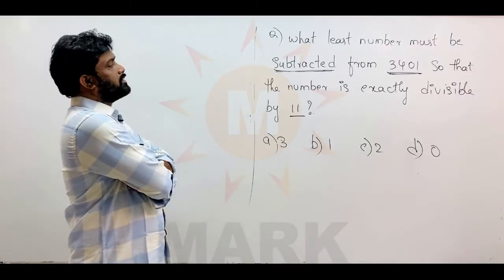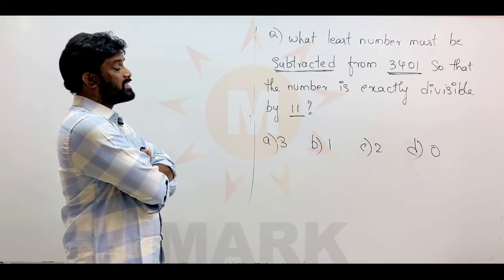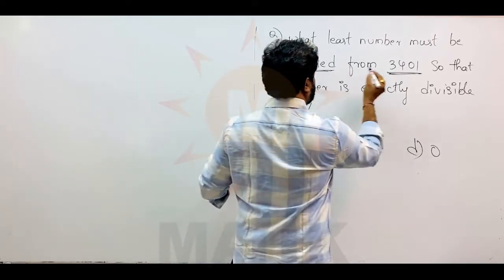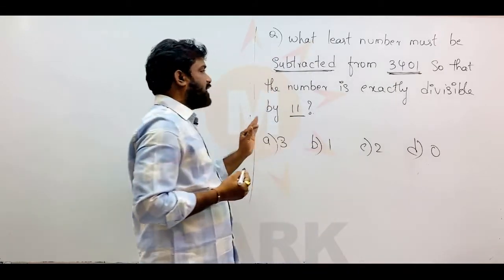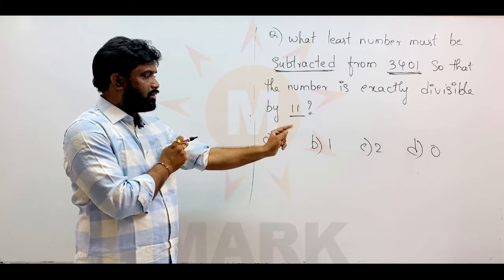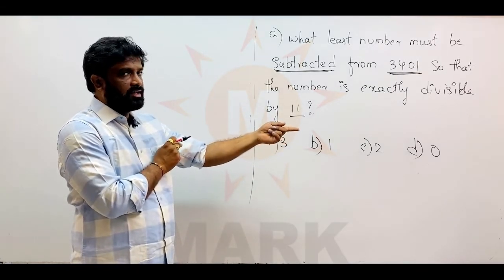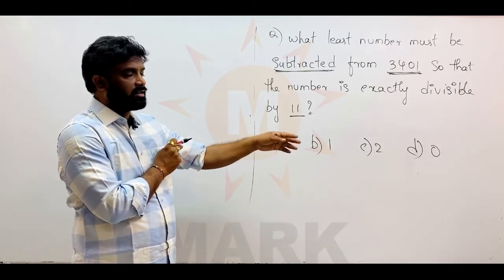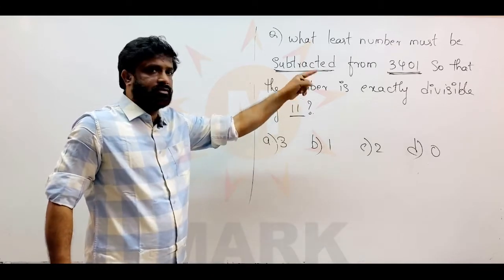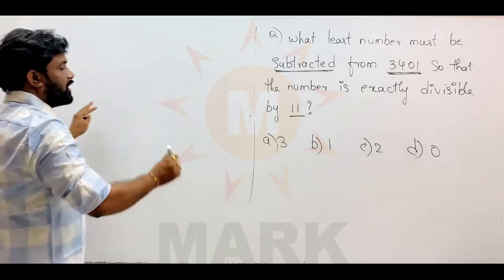Now friends, have a look at this question. What least number must be subtracted from 3401 so that the number is exactly divisible by 11? Options are 3, 1, 2, 0. Since 0 is in the options, that means nothing should be subtracted. So let us see: if you subtract 0, you get the same number, 3401. First of all, we will check whether 3401 is divisible by 11 or not.